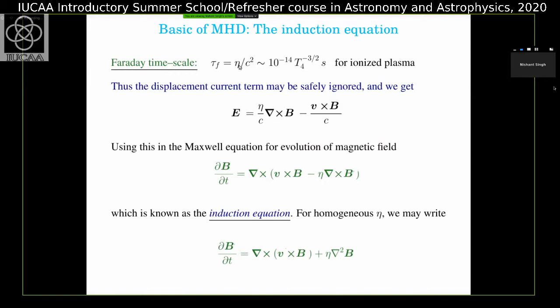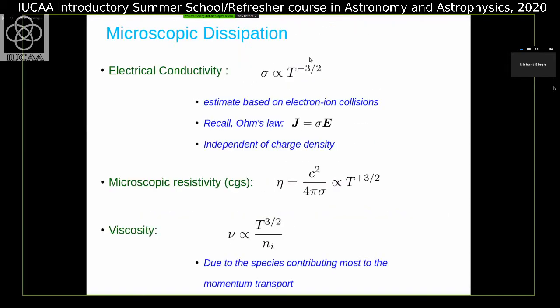So you see here it's written correctly that eta goes as T to the minus 3 half, unlike what I wrote here. So this must be minus, so please note that again.